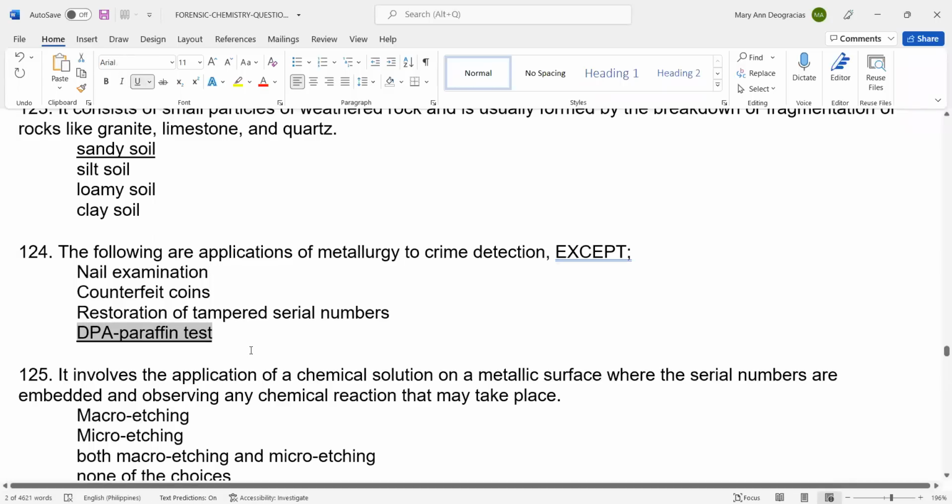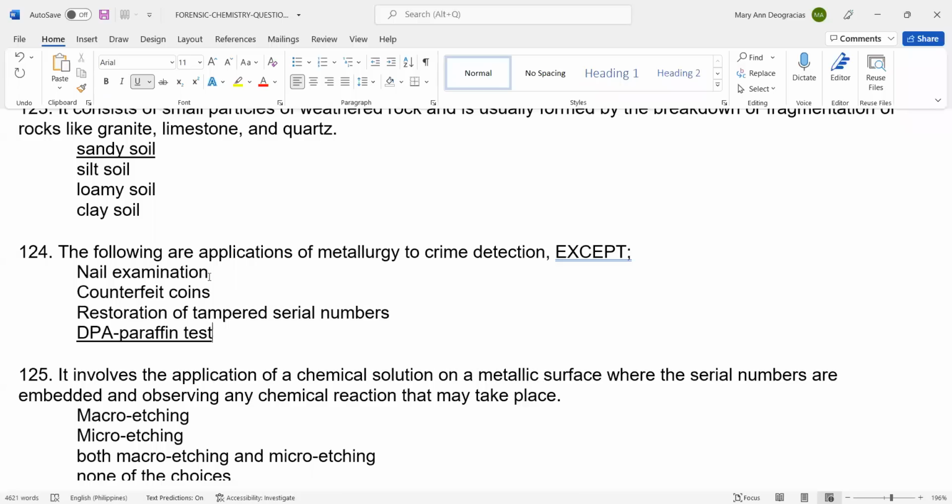Okay, so itong nail examination, ang discussion ko sa inyo dati dito is that nail examination is literal, no, examination done on the fingernails and toenails, and it is used to detect the presence of a metallic fragment. So metals ang pinag-uusapan yan, and metals are made up of, ayan, metallurgy, no, metals yan.